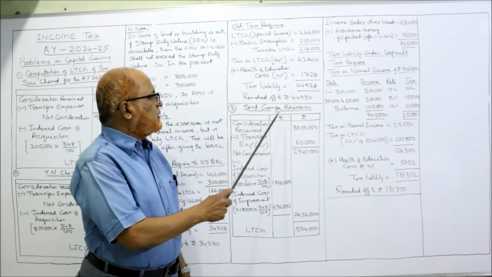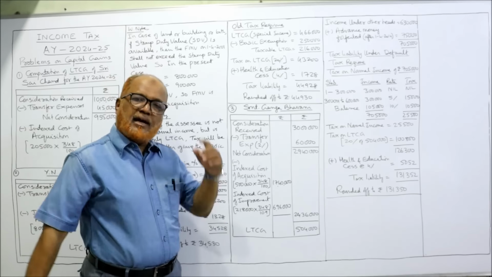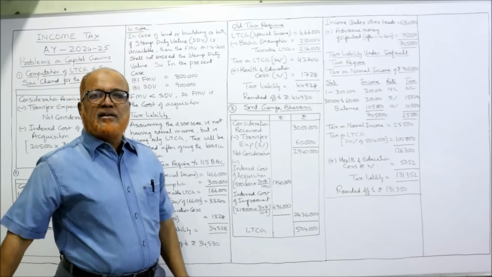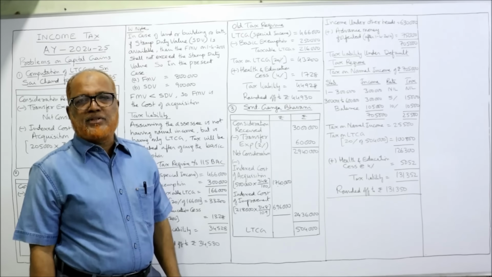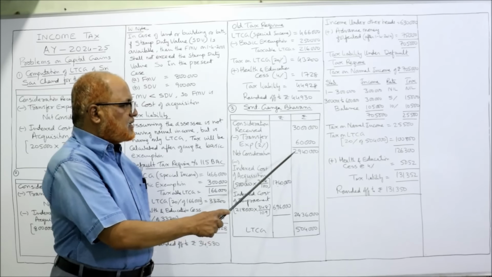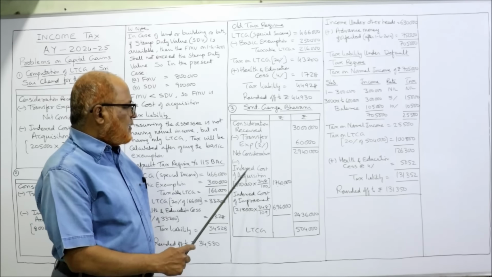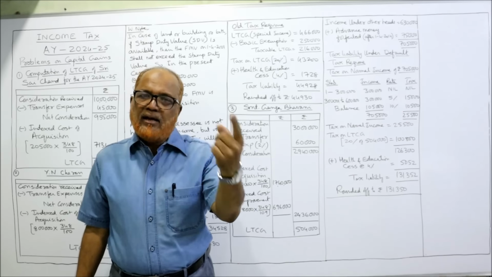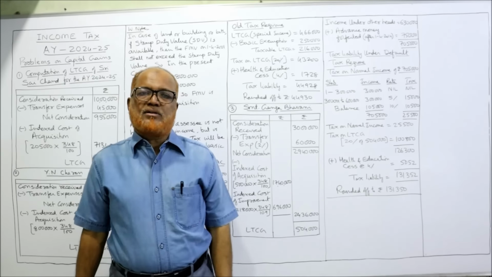Now here, Srimati Ganga Bhavani, consideration received 30 lakh. The sale price of 30 lakh is given, and 2% is the transfer expenses, selling expenses. So 2% of 30 lakh comes to 60,000. Net consideration 29 lakh 40,000. From this we deduct the indexed cost of acquisition and indexed cost of improvement.